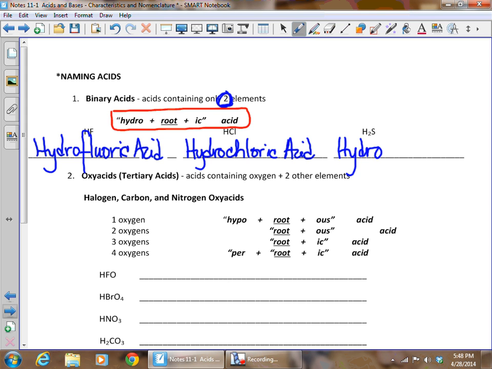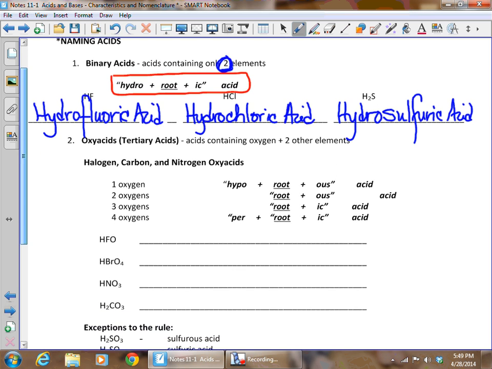And H2S, hydro. Now this one sometimes causes people a little bit of trouble, but sulfur doesn't really use the root. Sulfur and carbon, both of those use the entire name. So this is going to be hydrosulfuric acid. So that's how you name binary acids.